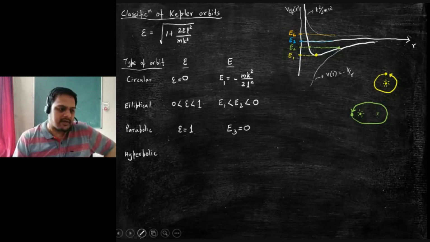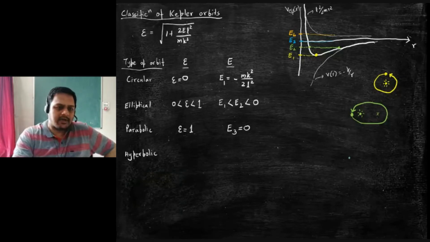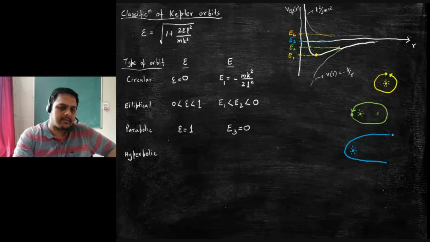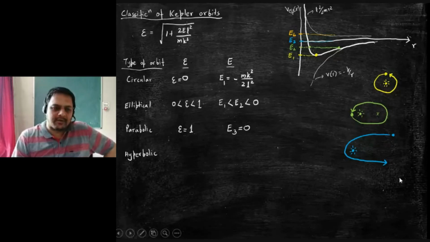It will give you a parabolic orbit. Hey, what is the difference between a parabola and a hyperbola? Can anyone tell? I don't think many people would have thought about it.